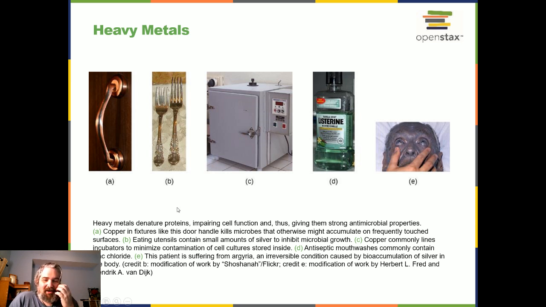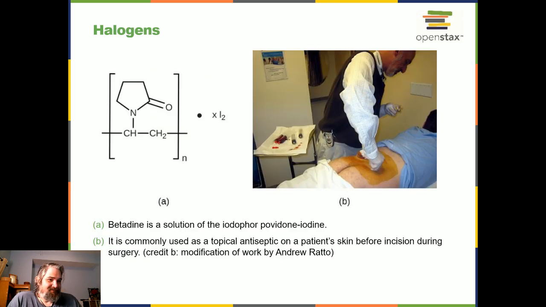All right, so moving on to the halogens. Betadine, which you probably have heard of, is a solution of the iodophor povidone iodine. It's commonly used as a topical antiseptic before surgery. I can't say, I don't know, I was unconscious when I had my last surgery several years ago.